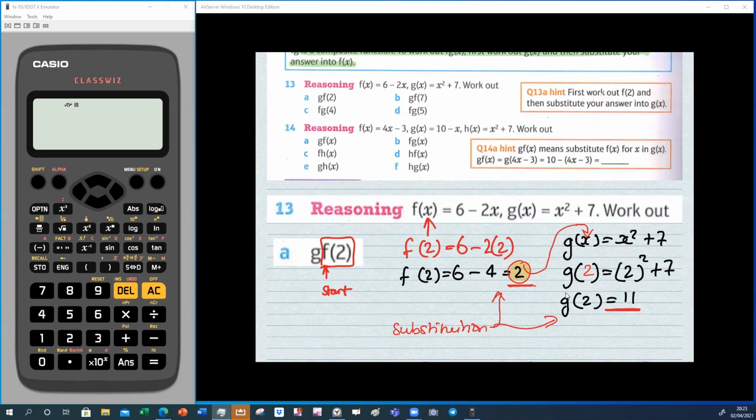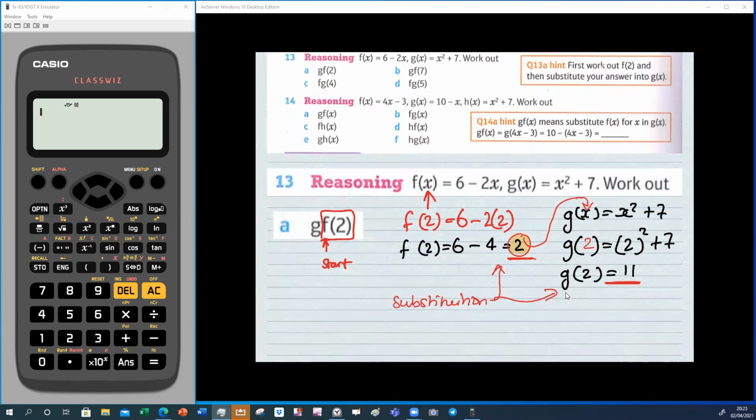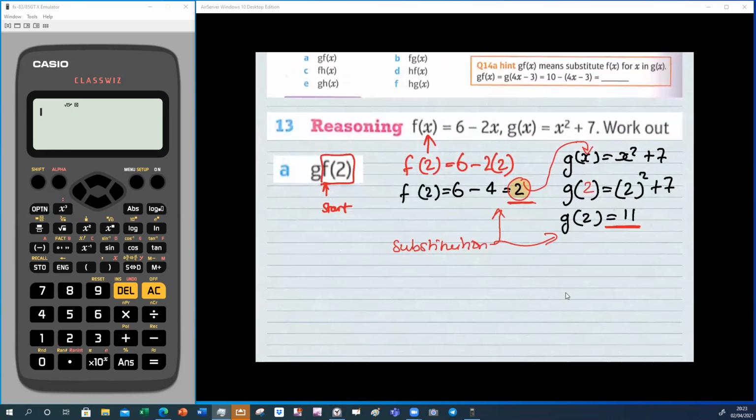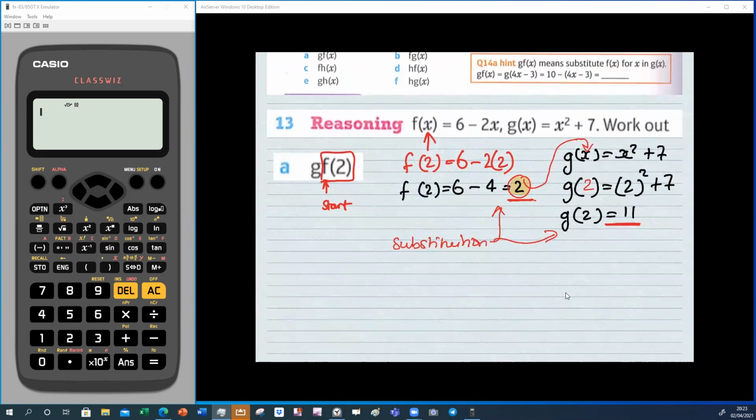So let's have a quick look at what happens if they ask us to put the x in instead as the second example. We can actually make one question up. We could just say g of f of x. So what would you do with this one? So Mr. Ismail, tell me please.